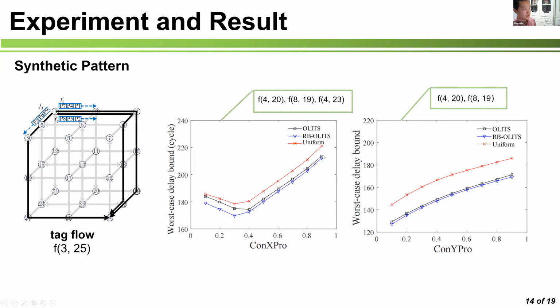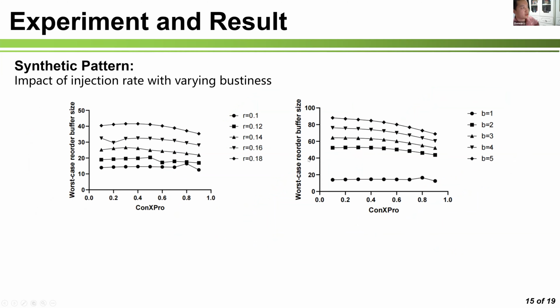And then we also study the impact of injection rate with varying burstiness. It shows that with increasing injection rate or burstiness, the worst case reorder buffer size increases accordingly, but at a steady pace.